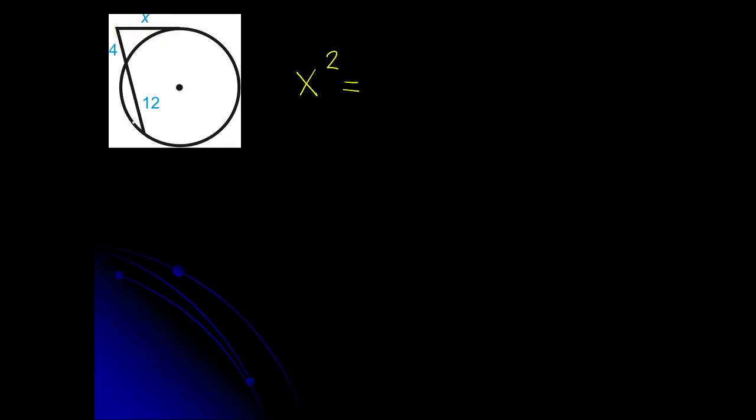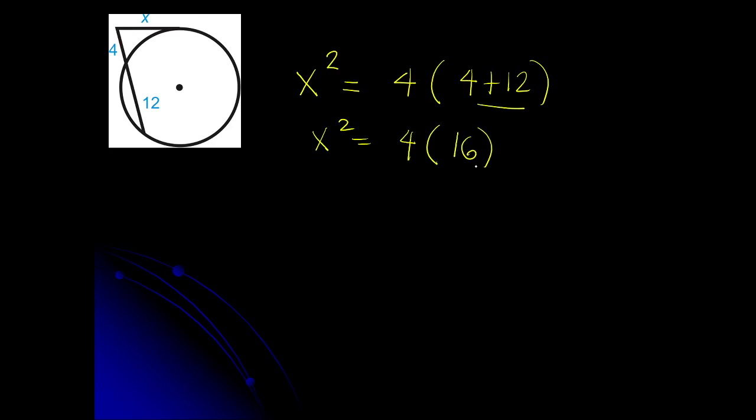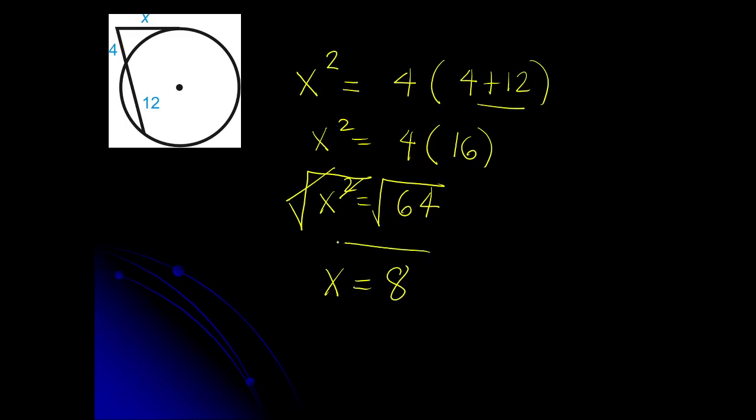This one, the 4 and 12. How long is the shorter side? 4. What about the longer side? 4 plus 12. Let's solve this. X squared is 4 times 16. 4 times 16 is how much? 64. Then, taking the square root of both sides, how much is X? 8. There you go. That is the length in this example.